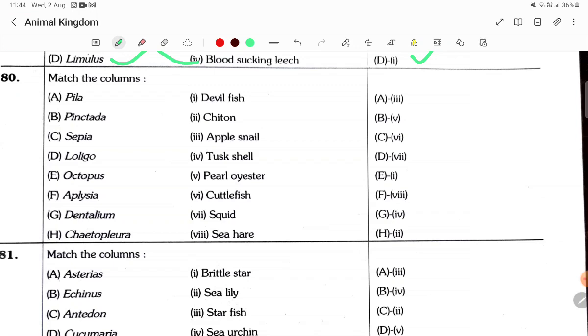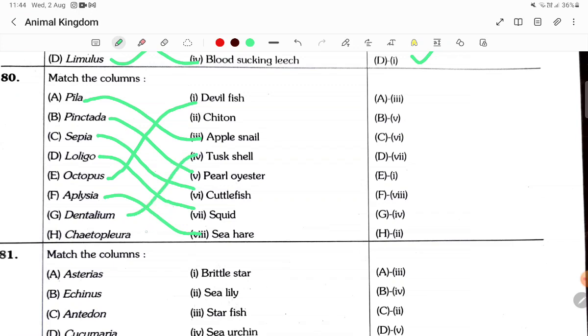Pila is apple snail. Pinctada is pearl oyster. Sepia, cuttlefish. Loligo, squid. Octopus, devilfish. Aplysia, sea hare. Dentalium, tusk shell. Chiton, Let's match this. A 3, B 4, C 6, D 7, E 1, F 8, G 4, I guess, and H is 2. Correct. Coming on to the next question.